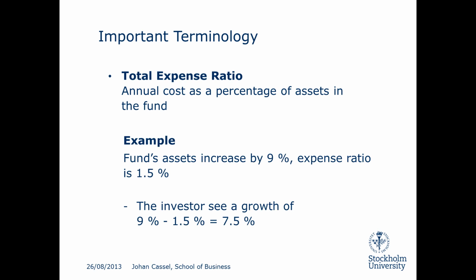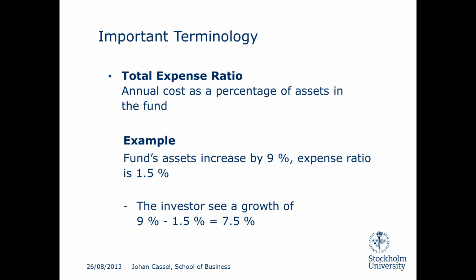But it works like this: if you have a fund asset increase by 9% during the year and they have an expense ratio of 1.5%, then the investor would see a growth of only 7.5% during the year. So the expense ratio is reducing the gain that you get from the fund. And the front-end load was a cost that only occurred when you enter the fund. The expense ratio, on the other hand, is something that comes back year after year after year. So a high expense ratio will be worse in the long run, whereas a high front-end load is quite severe if you're going to stay in the fund only for a very short period of time.